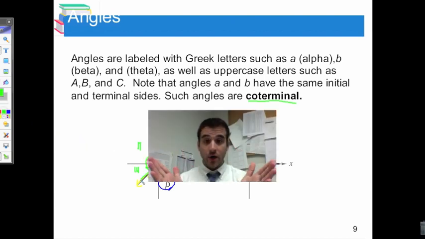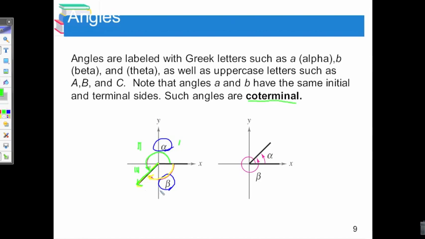Are you taking notes? It's a very simplistic name for it. But it can be kind of difficult to tell when two angles are coterminal based upon the numerics. Not when you're looking at a picture like this, because it's pretty obvious: they start in the same place and they end in the same place. They're coterminal.